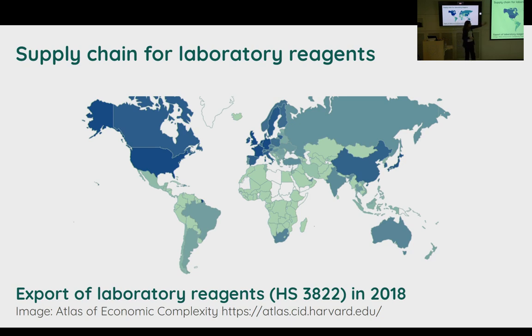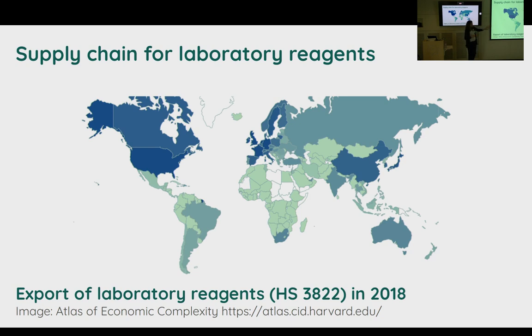So on this map, the darker blue is the higher levels of export of laboratory reagents, and the lighter green, the least export of laboratory reagents. Export is not a perfect proxy for manufacturing, but it's fairly good. So as you can see, most laboratory reagents are exported and manufactured in North America, Europe, and parts of Asia. But there's very little in Africa and quite minimal also in Latin America.